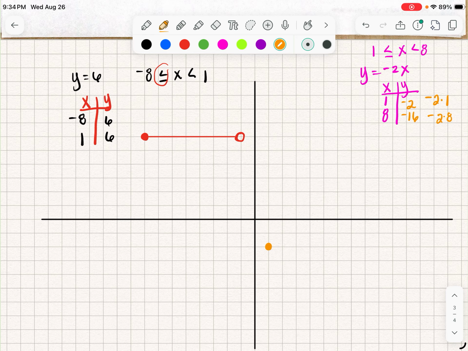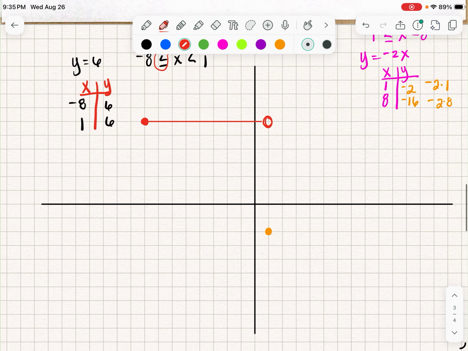Did I make another mistake? I did. It's late. My brain is not working. I can count, just not today. 1, 2, 3, 4, 5, 6. Okay, that should be here, not -1. That's a +1. There we go. Fix that. And then the other one was 8 and -16.